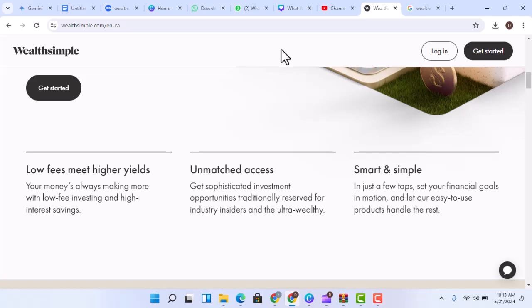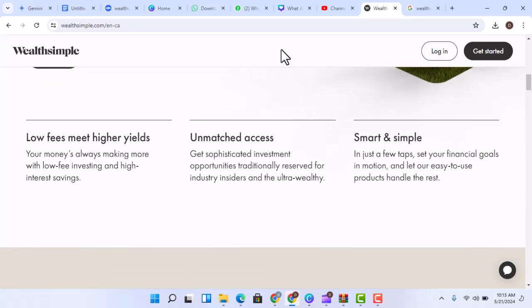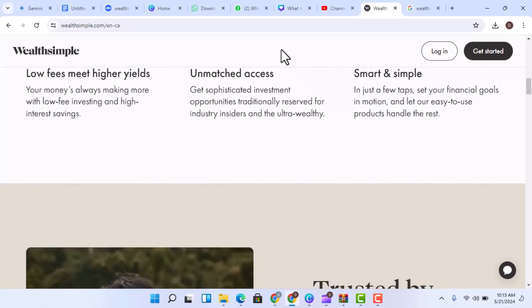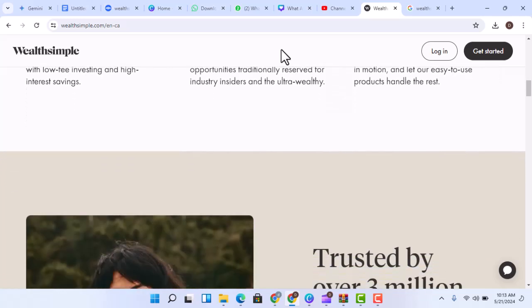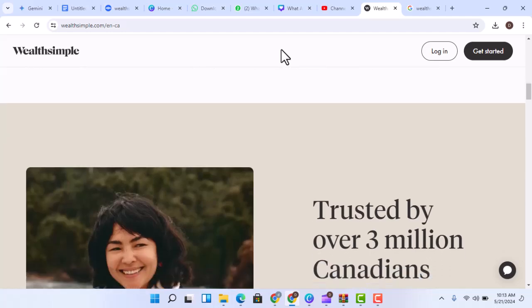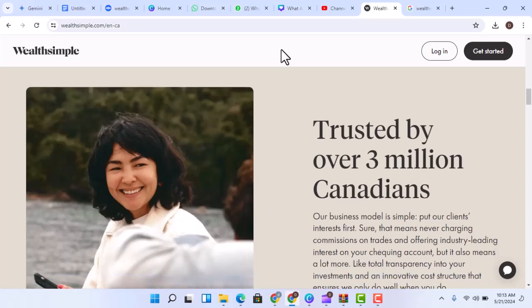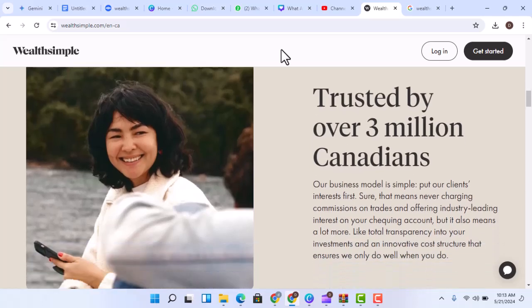Understanding Wealthsimple. Before we get into the specifics of USDC, let's quickly recap what Wealthsimple is. Wealthsimple is a Canadian investment firm that offers a range of financial products, including Wealthsimple Invest, a robo-advisor that uses algorithms to create personalized investment portfolios.